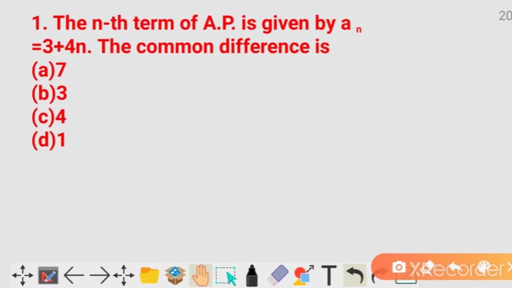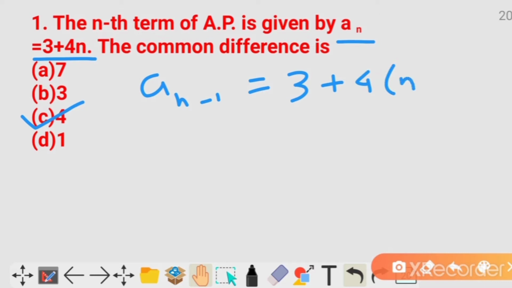The right answer is option C, that means 4. And how do you solve this? Here an is equals to 3 plus 4n. That means the previous term of this an is an minus 1. So we'll put n minus 1 in place of n. So 3 plus 4 into n minus 1, and it will give you 3 plus 4n minus 4.